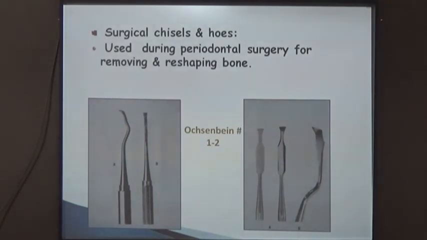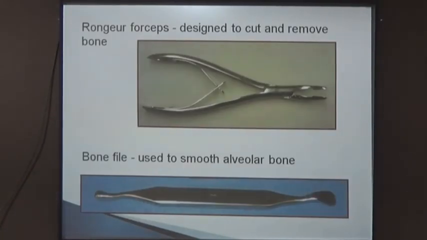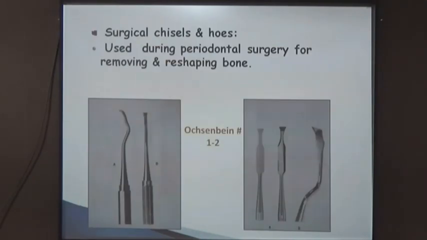Surgical chisels and hoes are used during periodontal surgery for removing and reshaping the bone. See, I want you to understand the surgical file is only smoothening the bone, whereas reshaping and removing the excess bone can be done by means of surgical chisel. Now you understand the difference between chisel and the file, is it okay? Ochsenbein 1 and 2 is a surgical chisel.